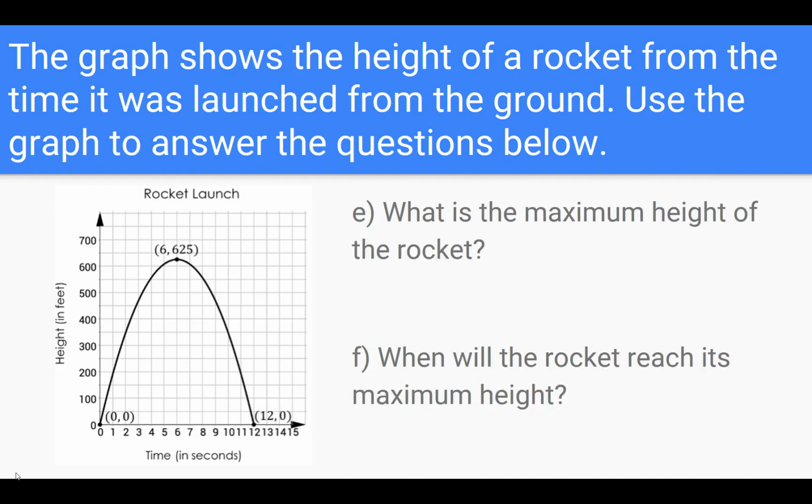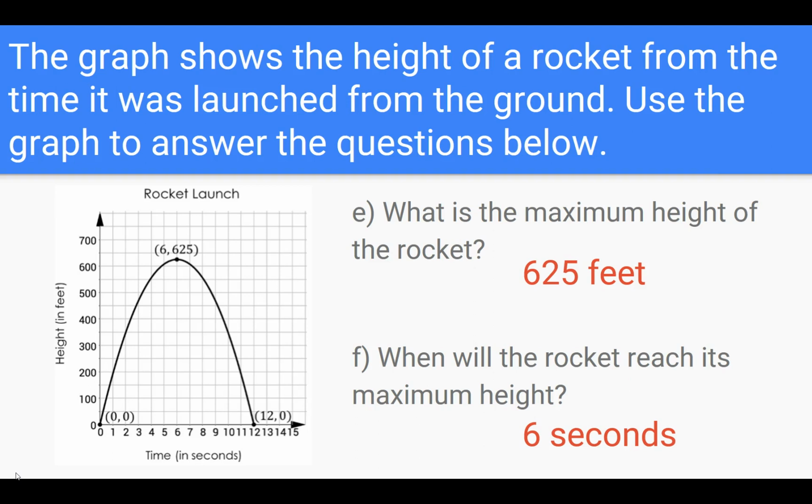All right, maximum height. Walter, what is the maximum height of the rocket? 625. Don't leave numbers naked. Feet. Good. 625 feet. What about when? When will I reach that? 6 seconds. Good. So the vertex does have 2 numbers. Remember, your x is your time, your y is your height. So pay attention to what part of it is asking of you.